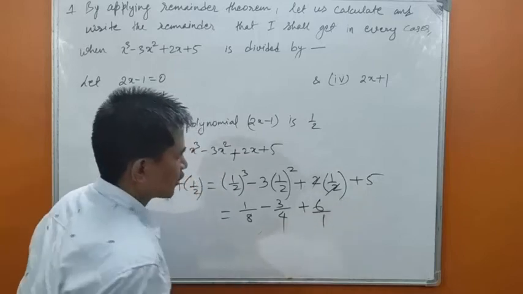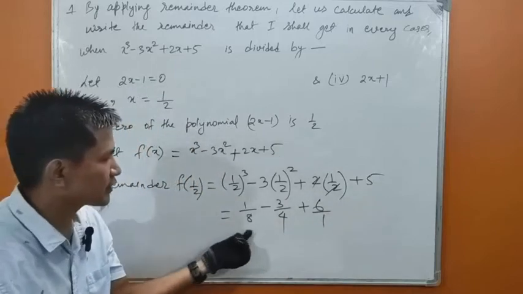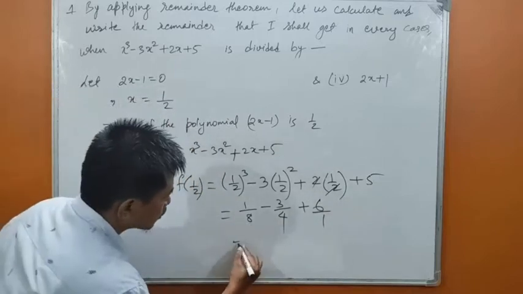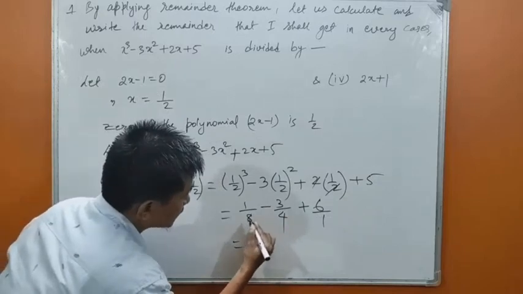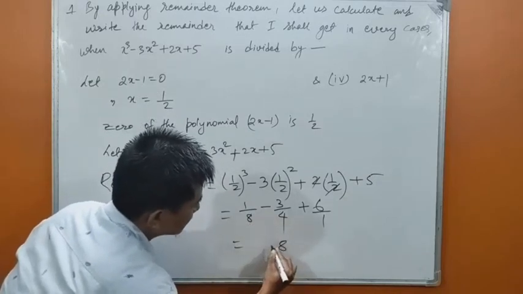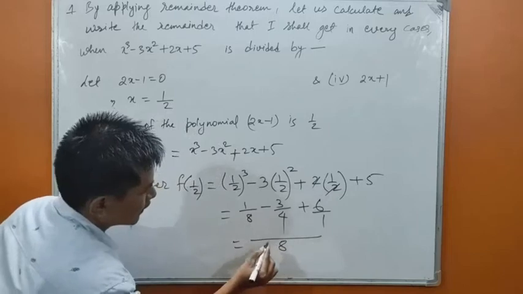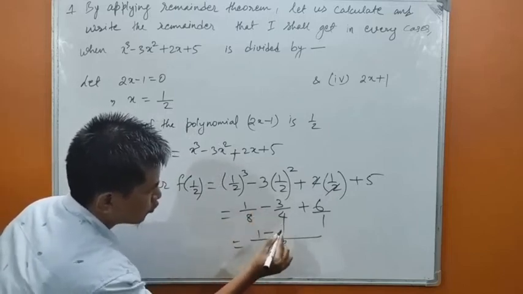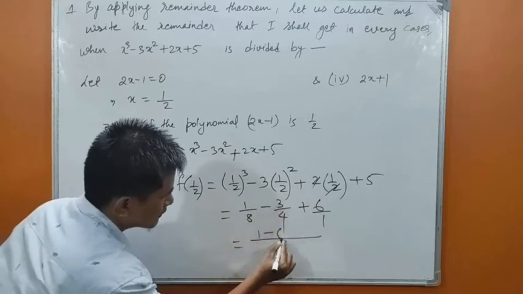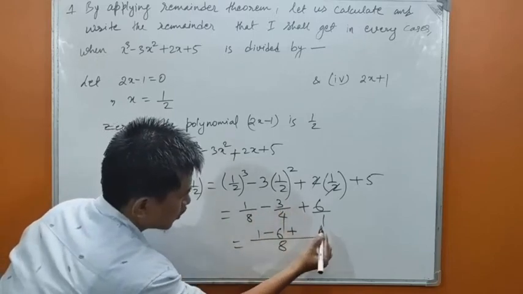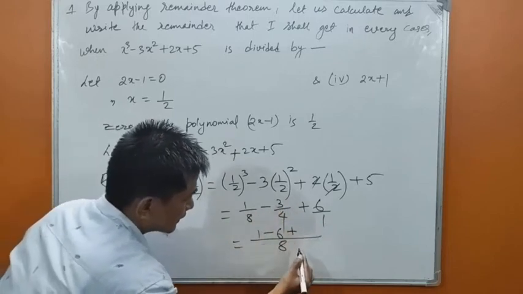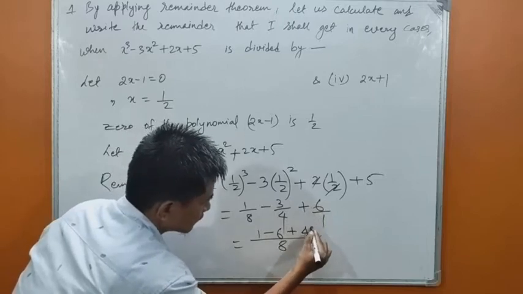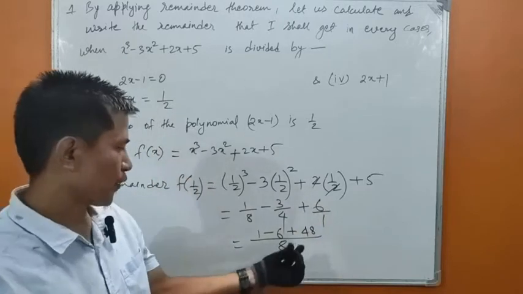Let us write 1 in the denominator of 6 and take the LCM of the denominators. So LCM of the denominators 8, 4 and 1 is 8. So 8 ones are 8, that 1 into this 1 is 1. This minus comes here. 4 2s are 8, 2 into 3 is 6. This plus comes here. 1 into 8 is 8, then 8 into 6 is 48. I hope you are getting me.